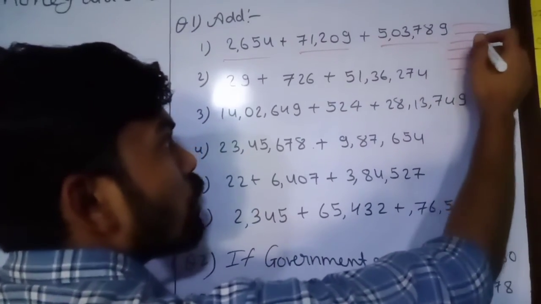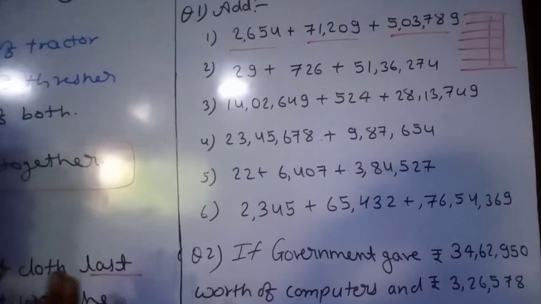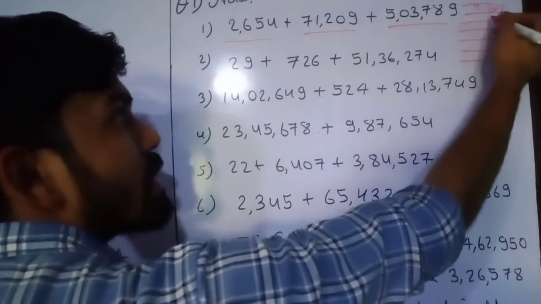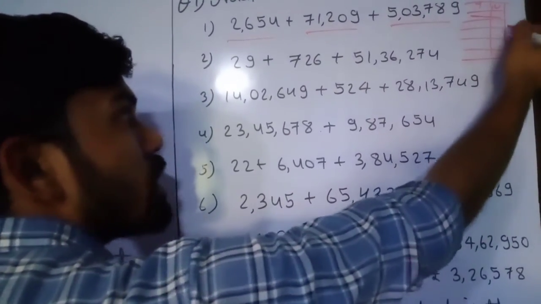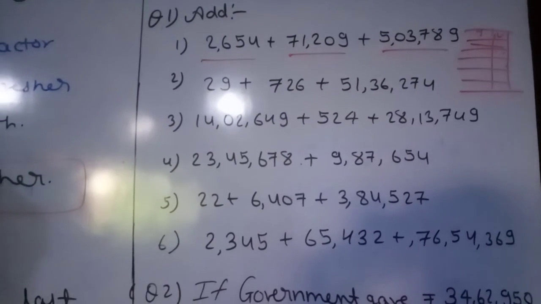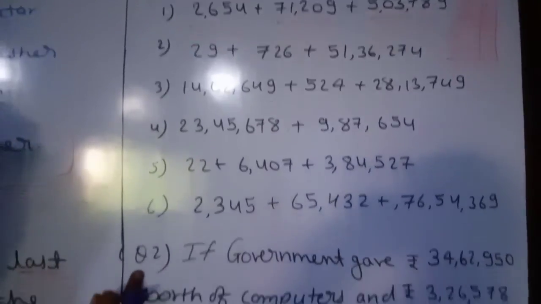1, 2, 3, 4, 5. One more we need, 6. This way we have to draw 6 lines and we will get it perfectly. First one is for the place, like units, tens, and second one is for the carry. From this we are going to start. Third one. This way we have to solve the addition. And at the last we have question number 2, a word problem.